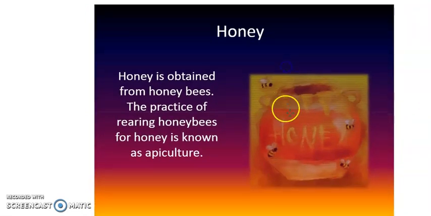The last one is honey. The process where honey is collected is known as apiculture, where honey bees are reared and honey is collected. This process is known as apiculture. So till now you learned about the various animal products and where they are used. Now let's study the different instruments that are used in agriculture.